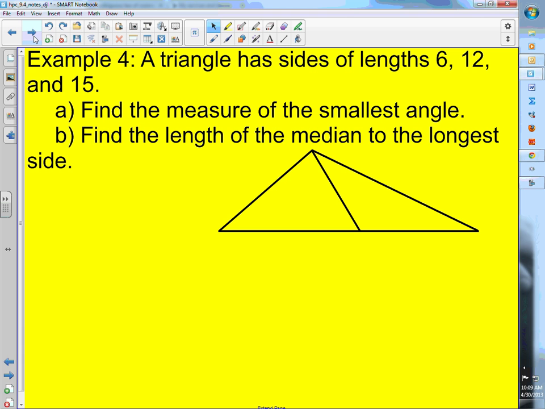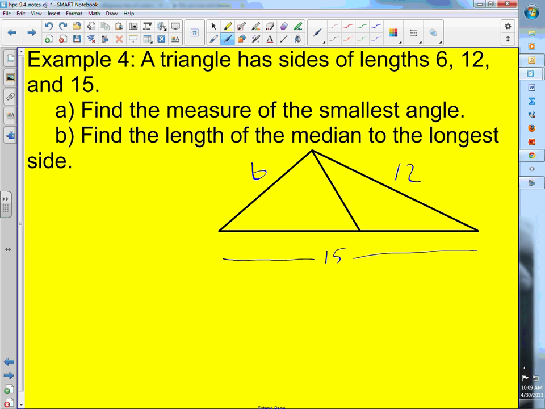A triangle has sides of 6, 12, and 15. Find the measure of the smallest angle. And then find the length of the median to the longest side. So in this particular problem, the longest side is 15. So that's the bottom. This will be our 6. This will be 12. Find the measure of the smallest angle.